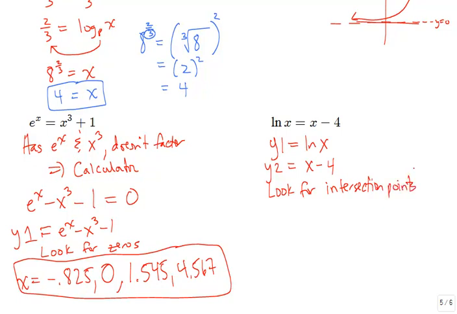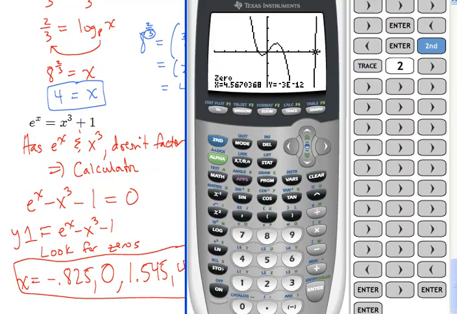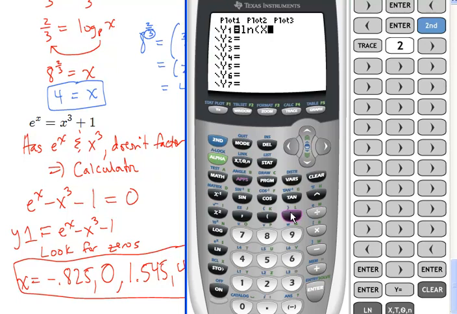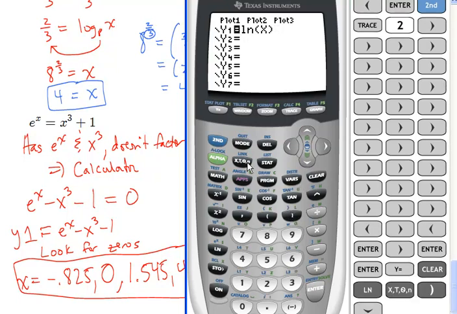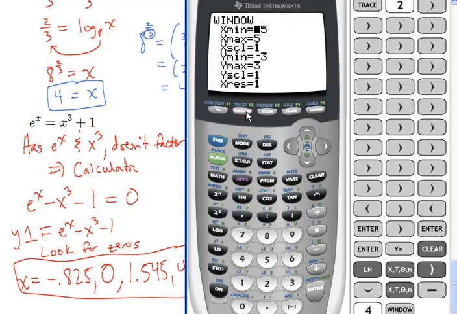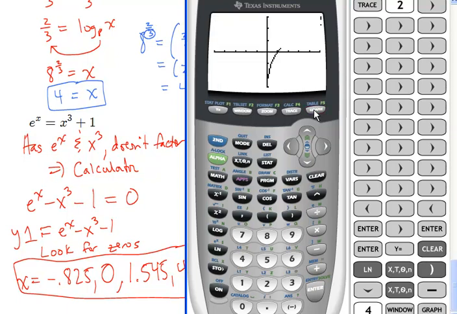So let's go to our calculator, and I'm going to go to my y equals, clear this out, and I'm going to type in ln of x in y1, and I'm going to type in x minus 4 in y2. Let's just try the same window that we used before, and hopefully we'll get lucky and it'll be fine. So hit graph. There's that ln shape that we expect to see, and then there's our line, and I don't see my intersection points. They're outside my window, so we are going to need to zoom out here.